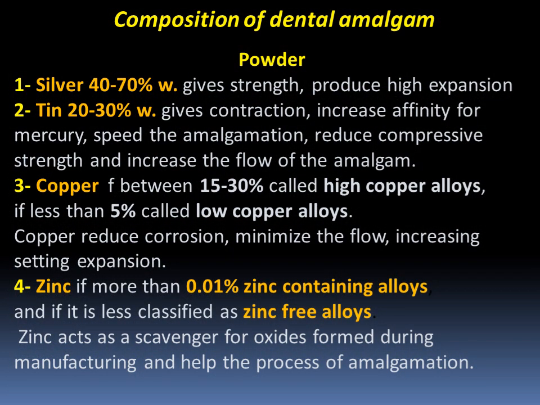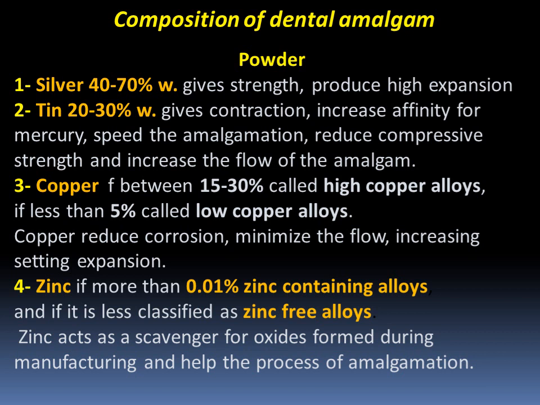What is the composition of dental amalgam? As I mentioned, it is composed of powder and liquid. The powder is composed of, number 1, silver. It is about 40 to 70% by weight, and this gives strength and produces high expansion. Number 2, tin. It is about 20 to 30% by weight, and this gives contraction, increases affinity for mercury, speeds the amalgamation, reduces compressive strength, and increases the flow of amalgam.